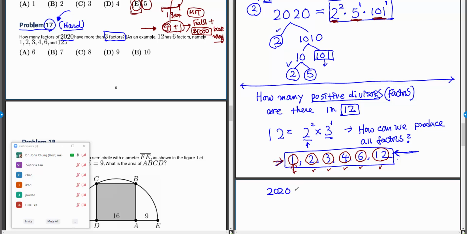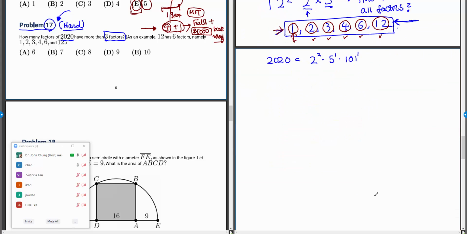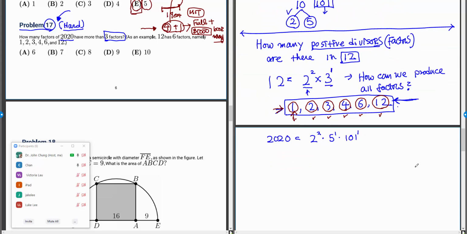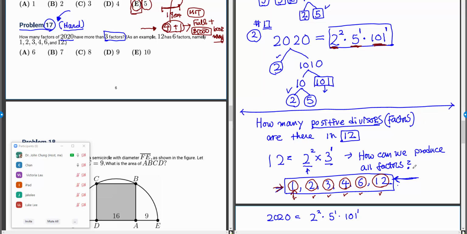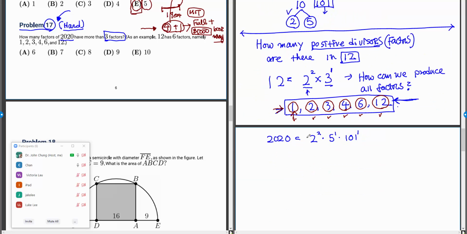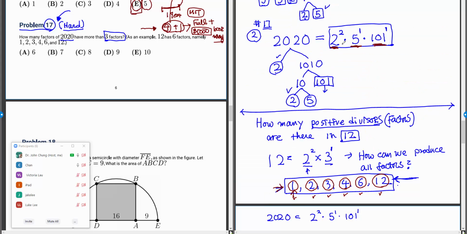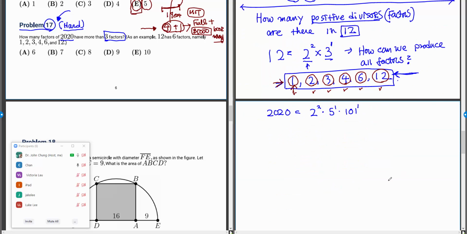2020 equals 2 to the second power times 5 to the first power times 101 to the first power. Now we generate all factors. Oh, you said 3, but I wrote 2? Didn't you say 3 to the second power? No, all the way down. This is 2020, right? 2 to the second power, 5 to the first power, 101 to the first power. That's true, right? Yeah, that's true.